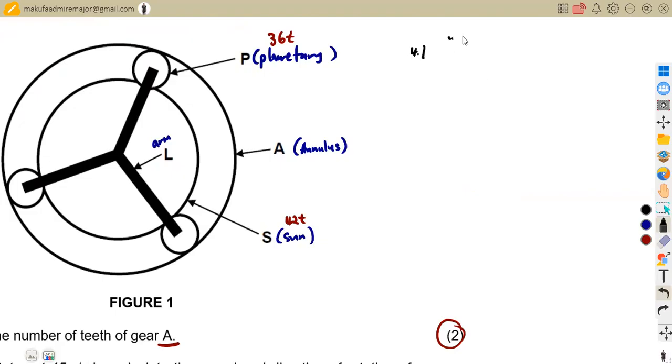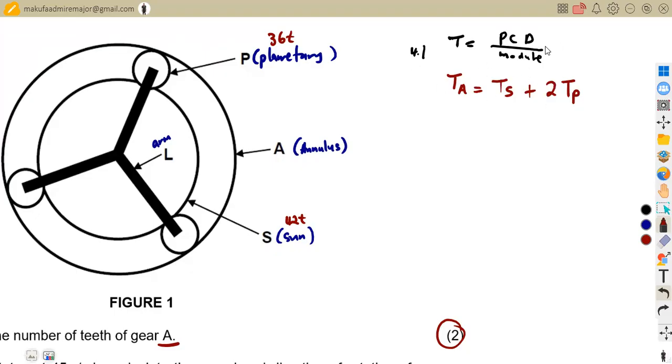We can apply the number of teeth as the pitch circle diameter over the module, or we can consider the formula that we have in our formula sheet. That is, the number of teeth on the annulus is equal to TS, the number of teeth on the sun gear, plus 2 times TP, which is the number of teeth on the planetary. We are given this formula in our formula sheet.